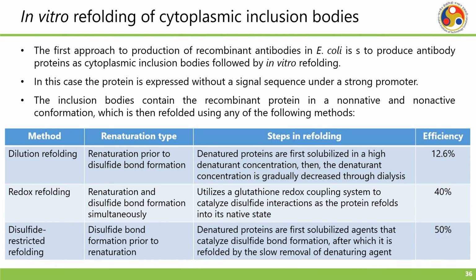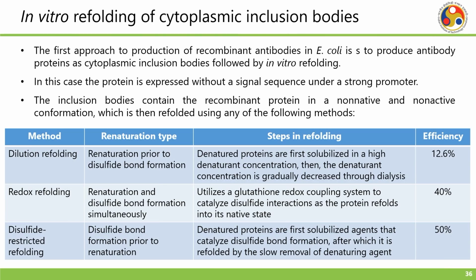From the point of view of refolding type, in dilution refolding, refolding prior to disulfide bond formation takes place. The various steps involved here are that denatured proteins are first solubilized in a high denaturant concentration, then the denaturant concentration is gradually decreased by dialysis.